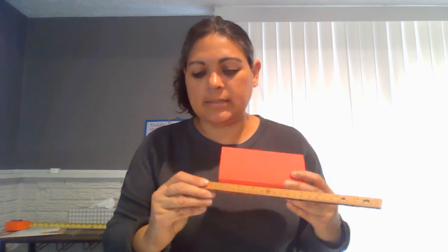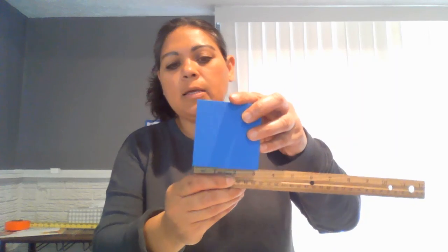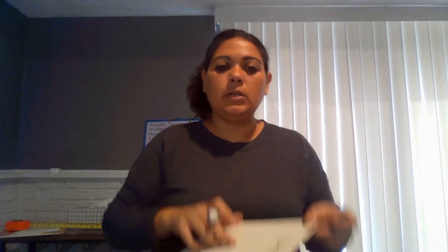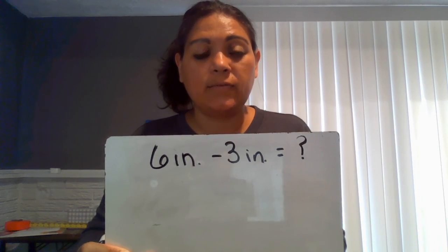re-measure our blocks. All right, so let's get our ruler and let's start at our 0 and we measure. We see the first red block is 6 inches. The blue block is 3 inches. So we're going to go ahead and write that down in our subtraction problem. So we have 6 inches minus 3 inches equals, and I'm going to use that question mark to represent that amount that we are trying to find.